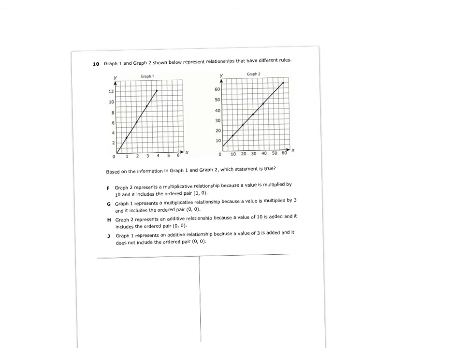Graph 1 and 2 shown below represent relationships that have different rules. Based on the information in graph 1 and 2, which statement is true? Graph 2 represents a multiplicative relationship because its value is multiplied by 10 and it includes the ordered pair 0, 0. Graph 1 represents a multiplicative relationship because its value is multiplied by 3 and it includes the ordered pair 0, 0. Graph 2 represents an additive relationship because the value of 10 is added and it includes the ordered pair 0, 0. Graph 1 represents an additive relationship because the value of 3 is added and it does not include the ordered pair 0, 0.